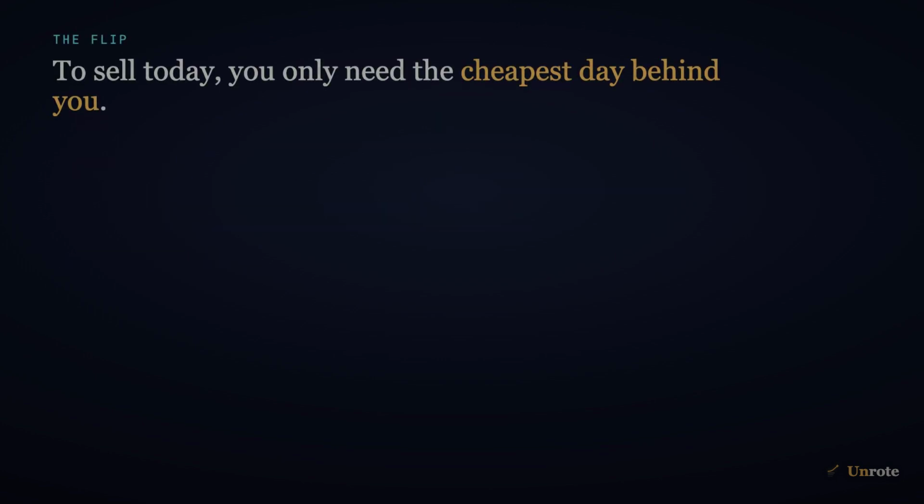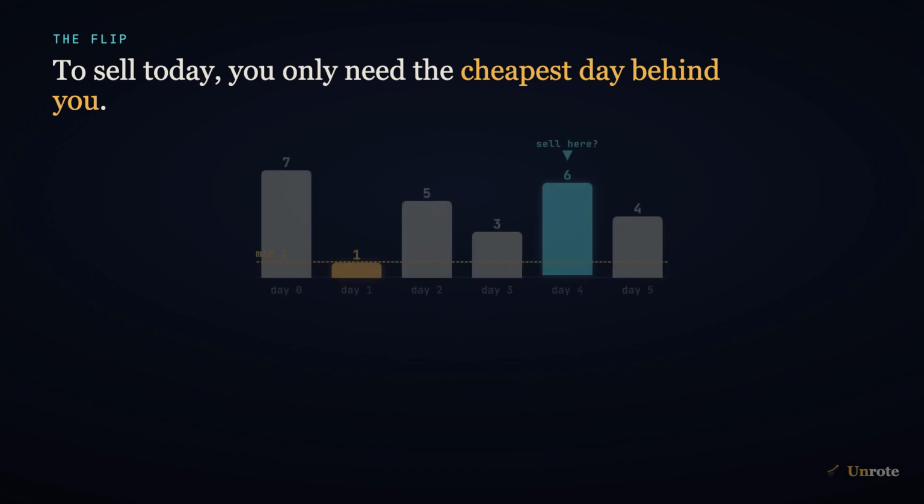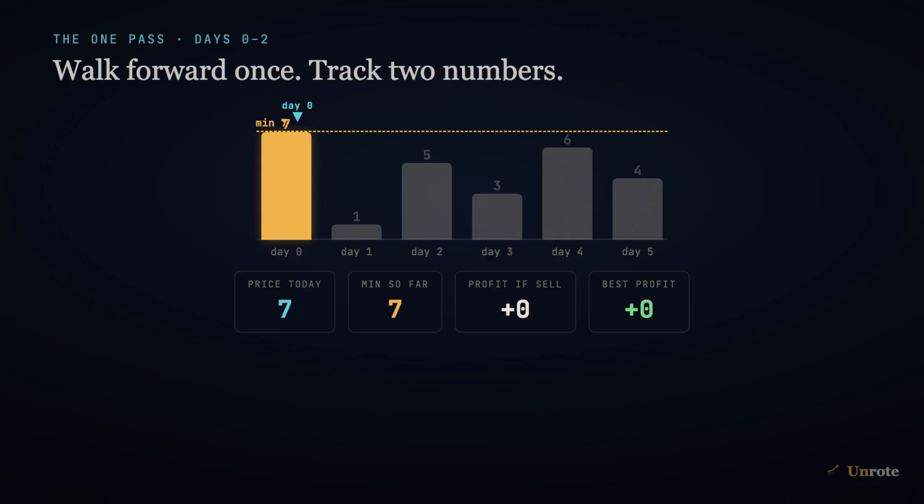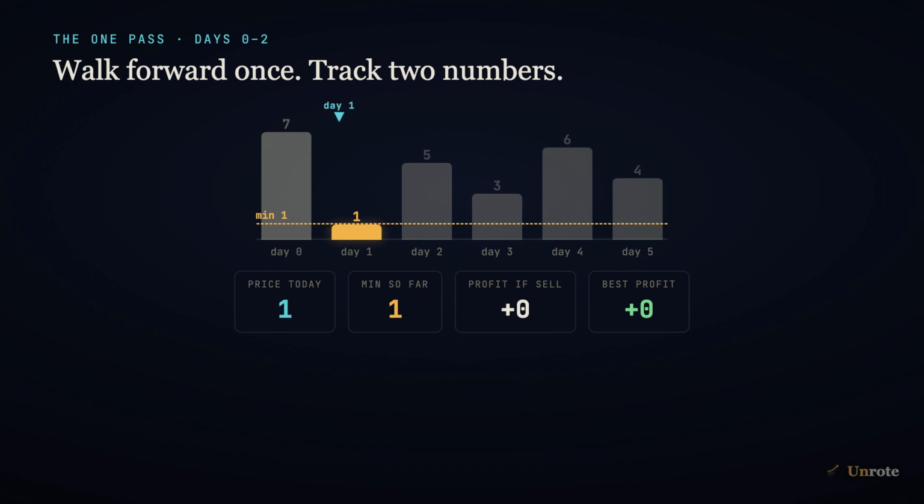Now the flip. To make the most money selling today, you don't care about every earlier day. You care about exactly one, the cheapest day so far. So walk forward once and ask one question. If I sell today, bought at the lowest price behind me, what do I make? Watch it run. Keep 2 things, the cheapest price so far and the best profit so far.